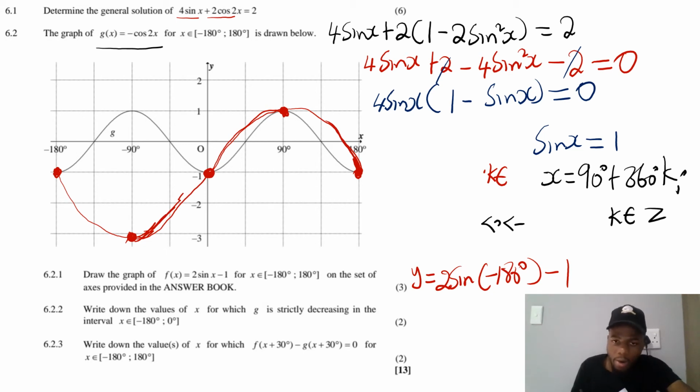How are we going to know our gradient is negative? If we are having this kind of shape or line, it means that your gradient is negative, and this tells us if a gradient is negative, then the graph is decreasing.